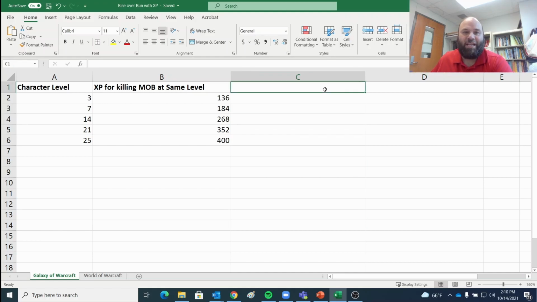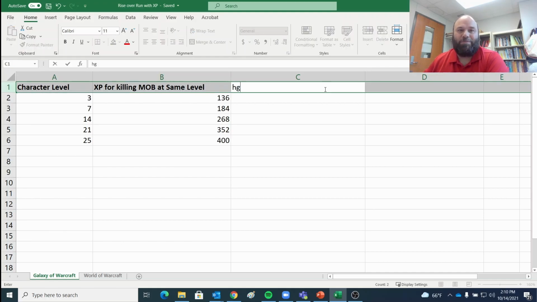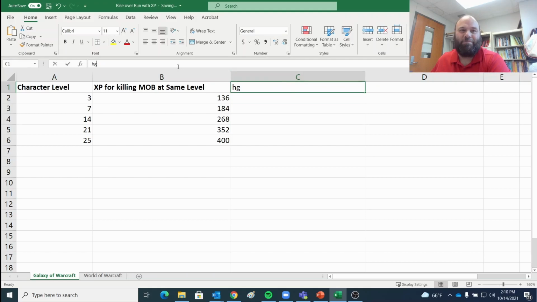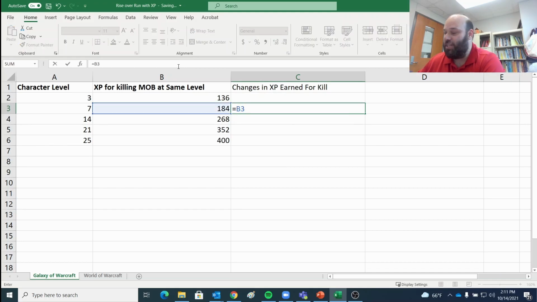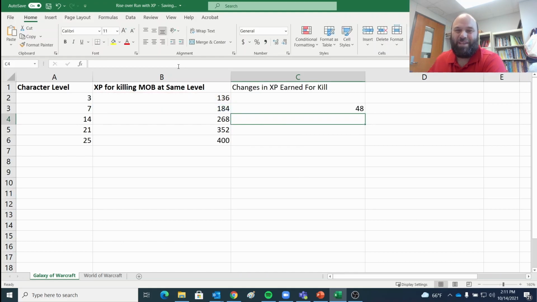So one thing we might look at is first, we might want to see the changes in XP earned for a kill. Okay. So because we don't have anything to change from, in order to get to 136, we start in our third row. So we'll just subtract the numbers in column B. And let's just drag this down.